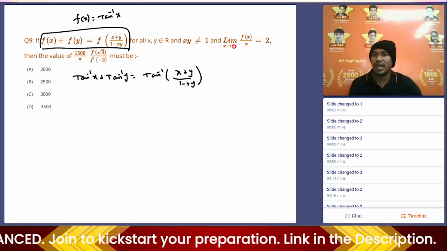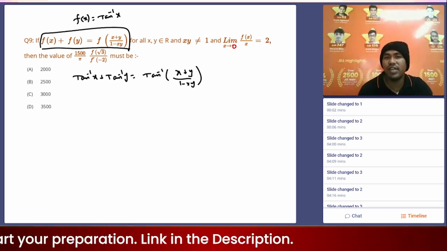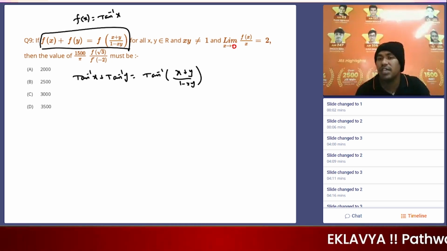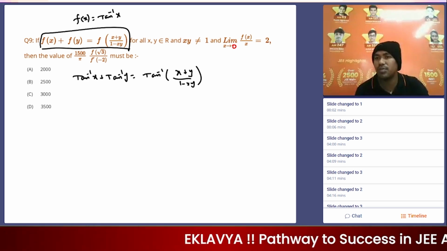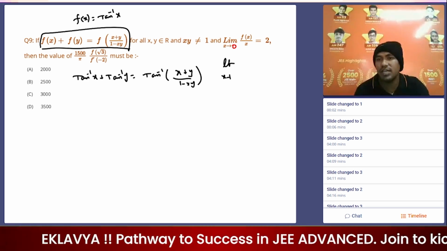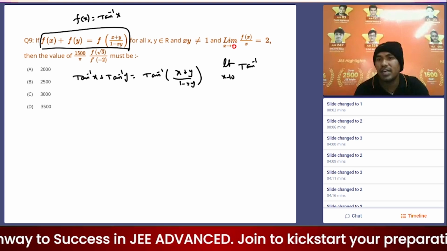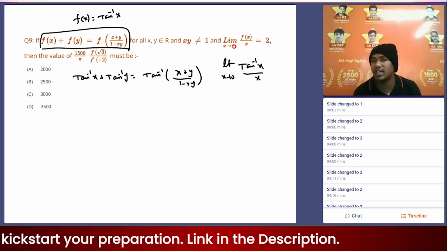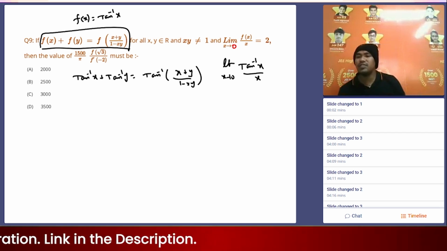So we have this standard result. Now that means here f of x, we can take it as the tan inverse of x. But here what condition they mentioned? Limit x tends to 0, f of x by x is equal to 2, they mentioned. But if you take limit x tends to 0 of tan inverse of x by x, we know this is our standard limit only, right? The standard limit will give the 1 only.